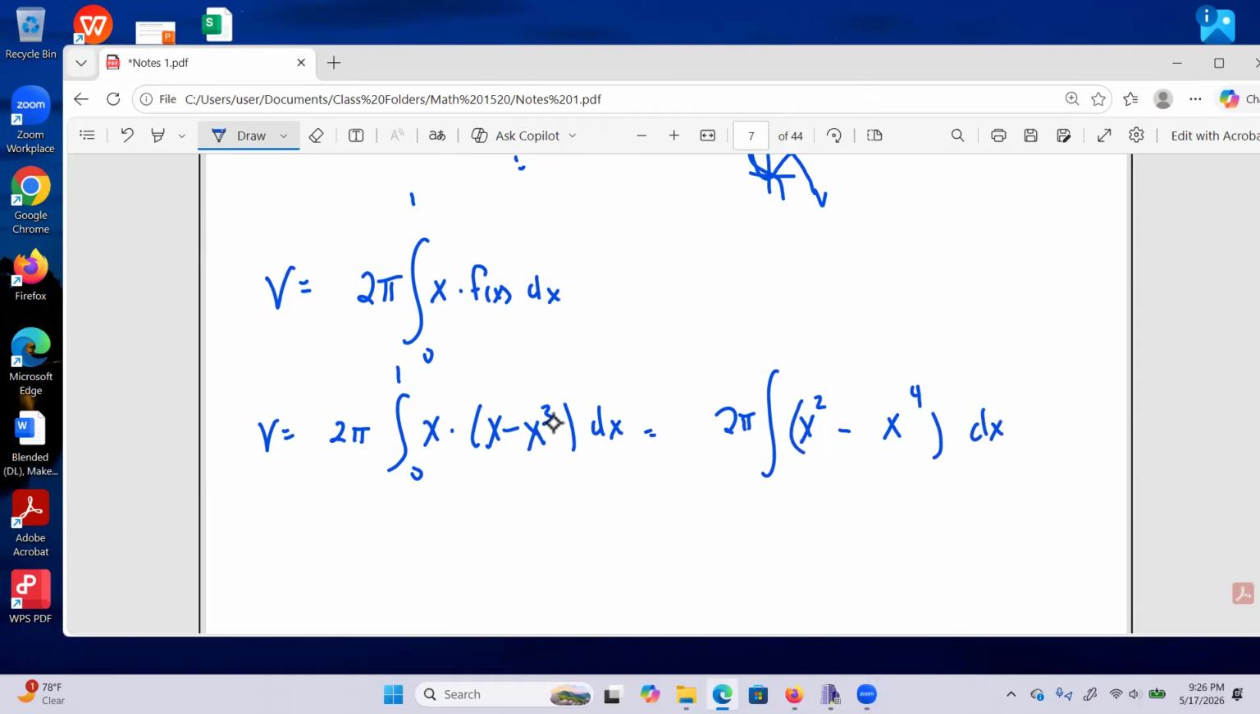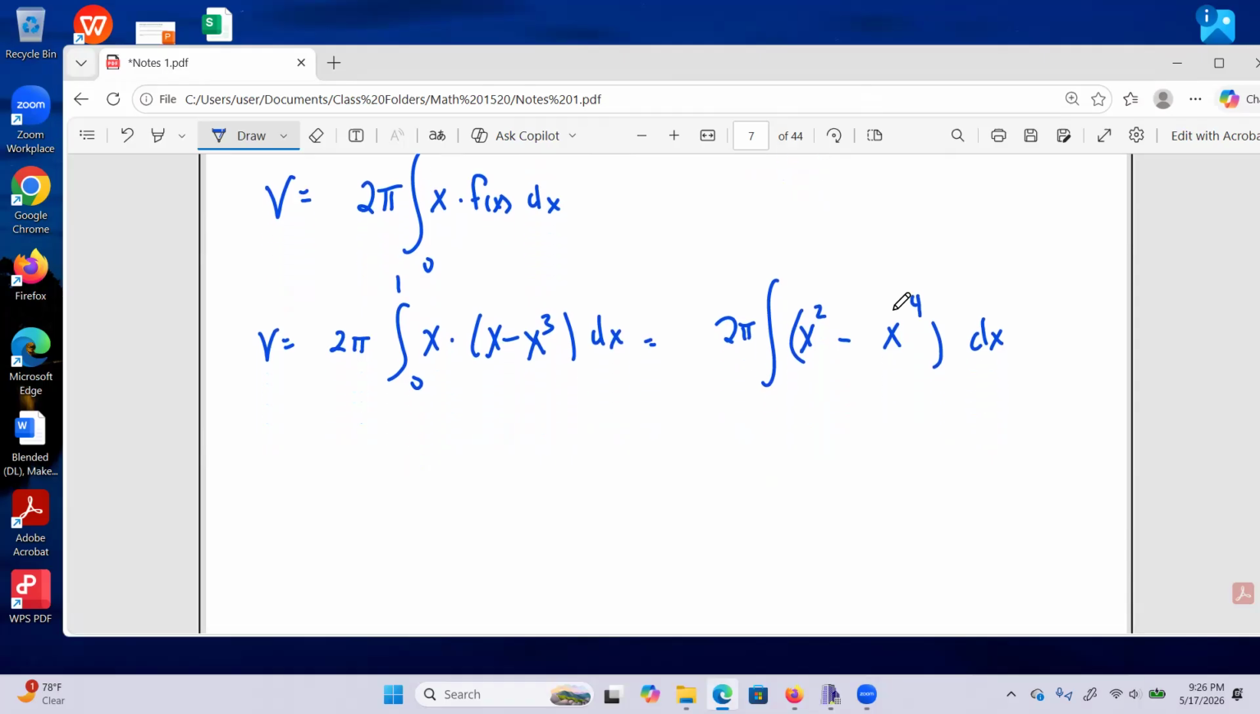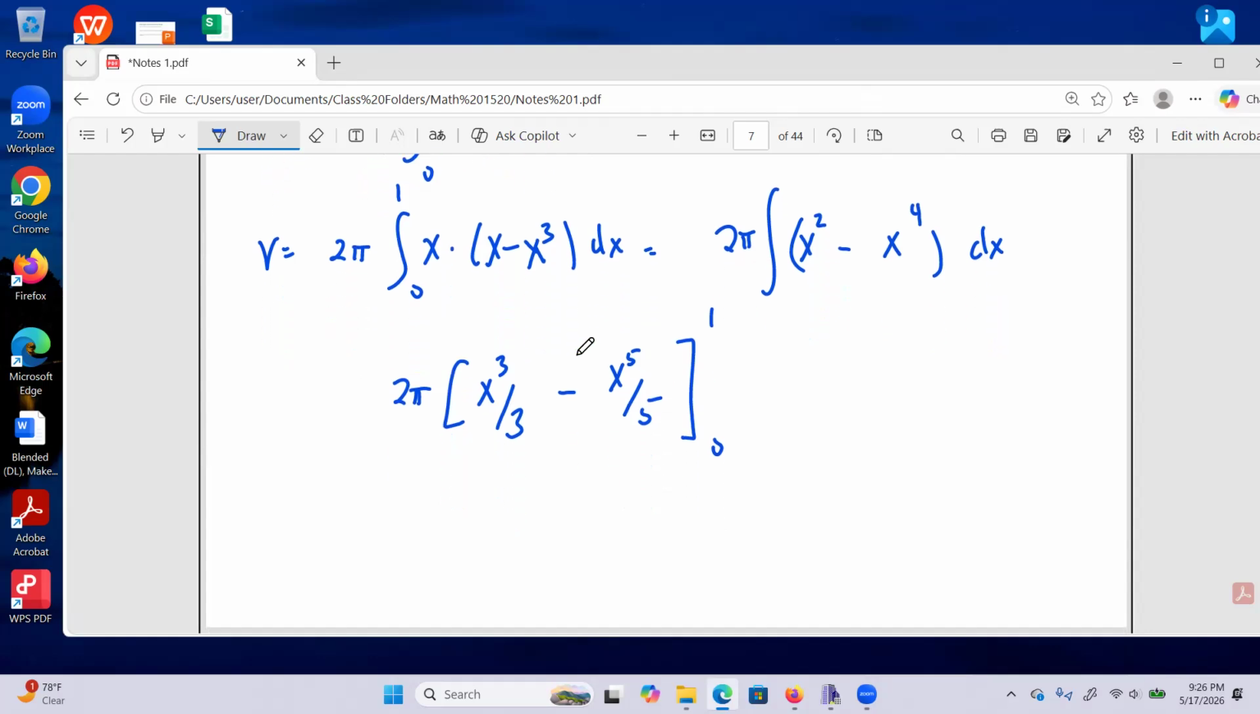All right, so now it's time to integrate. Integrating this is pretty simple. It's just the power rule. So we have 2 pi, and we're going to be adding 1 to each exponent. So that's x cubed over 3 minus, 4 plus 1 is 5, x to the fifth over 5. And we're going to be evaluating between 0 and 1.